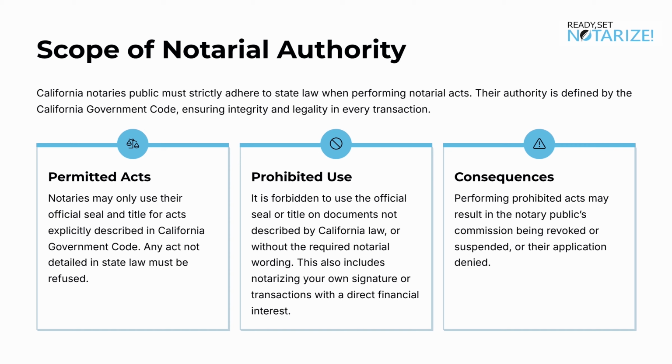For example, a notary public is prohibited from using the official seal and title Notary Public, either on documents that are not described in California law or without the required notarial wording. California Government Code, Sections 8202, 8205, and 8207. California Civil Code Section 1189. Doing either of these prohibited acts may cause the notary public's commission to be revoked or suspended, or application denied.